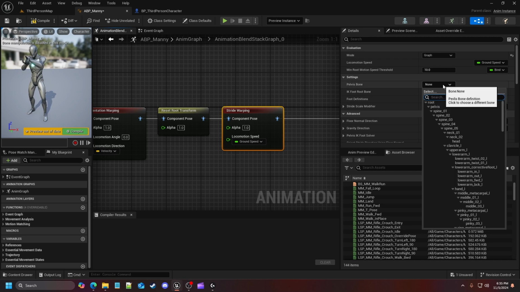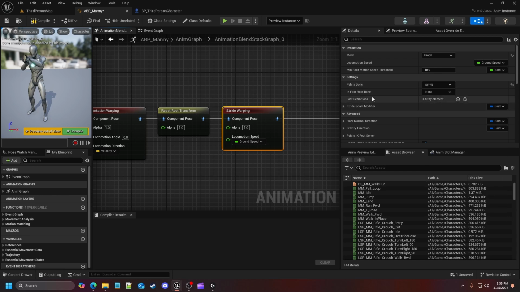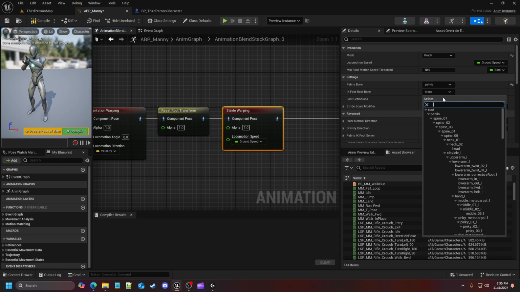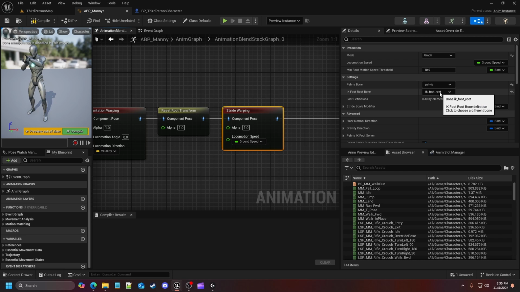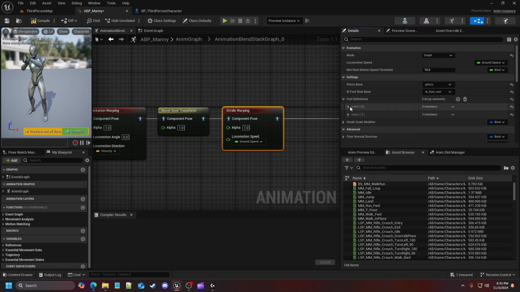So the thing that I can gather from here is obviously connect your pelvis bone to the pelvis setting. And then for the IK foot root bones, we want to go ahead and grab our IK and look for our IK foot root here and place that in here. And then for here, we need to grab our foot definitions. And again, we only have 2 feet. So let's go ahead and make 2 array elements.